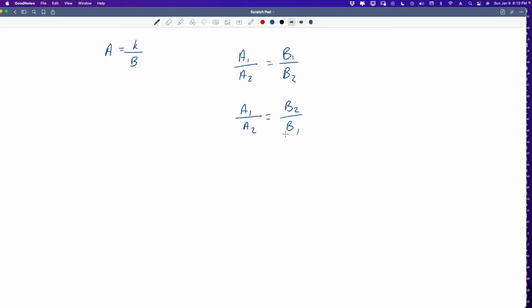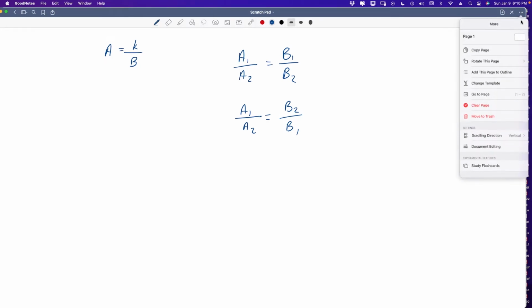So let's work one of those, okay? And let me clear the page so we can see that.